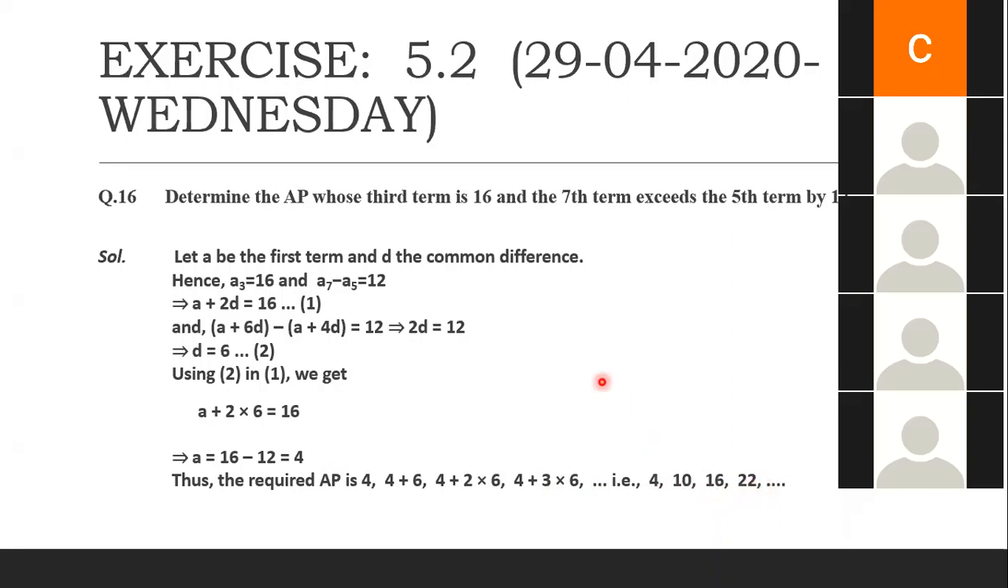No, ma'am. Here the third term they gave, A plus 2D, is 16. Use that, and here they gave the 7th term exceeds the 5th term by 12. So A plus 6D minus A plus 4D is 12. From this we got the D value. Apply that D value in A plus 2D, the third term value, so we get the A value. A is nothing but the first term, we got 4. Second term is A plus D, third term is A plus 2D, fourth term is A plus 3D. So apply A and D value in that, and we get the series. Any doubt, children? No, ma'am.